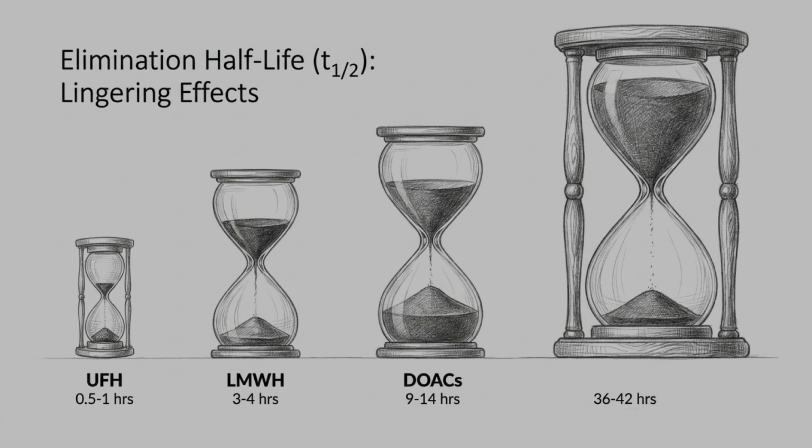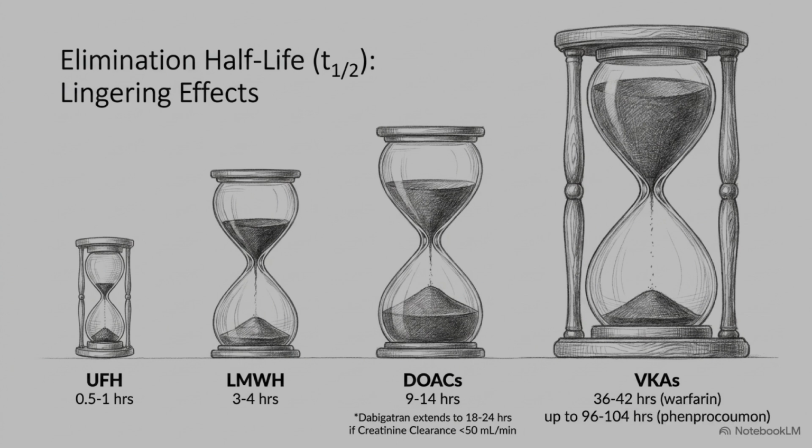9 to 14 hours is direct oral anticoagulants. And you also have to keep in mind the creatinine clearance, because for dabigatran, the elimination time can go up to 18 to 24 hours with creatinine clearance of less than 50. Then comes the vitamin K antagonists. They have a very long half-life, 36 to 42 hours for warfarin, and even longer for phenprocoumon.